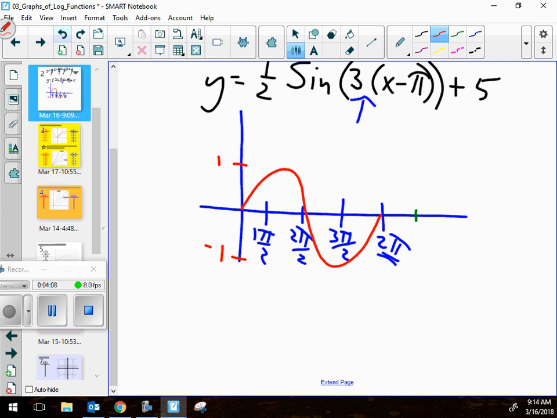Okay, now what do I need to do to it? That 1/2 right there.